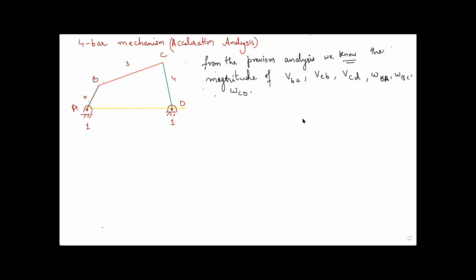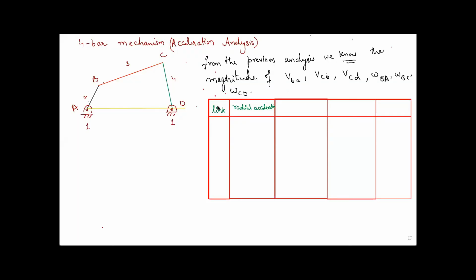Now, what are the different things for each and every link which we need to find out? For that purpose, I am going to put a tabular column. First is link, then radial acceleration, and then the direction of the same radial acceleration. I'll give a short form for this, AR, and here it is the direction of AR. Then I'll take tangential acceleration, which is AT, and then the direction of tangential acceleration.